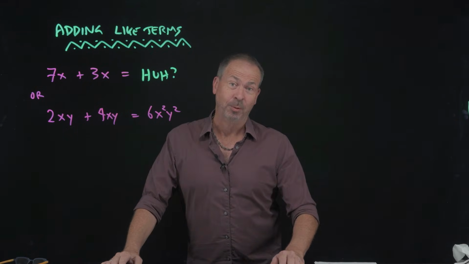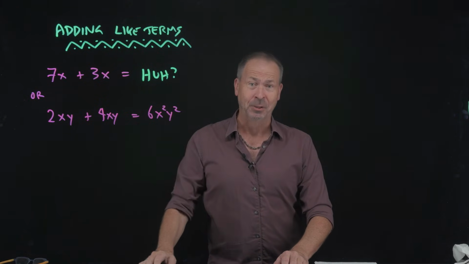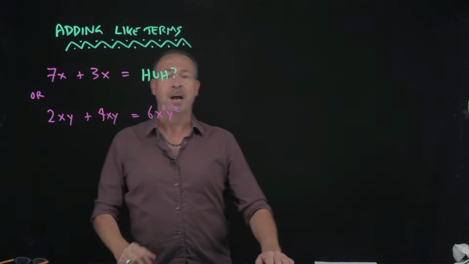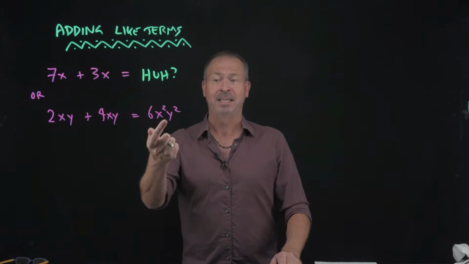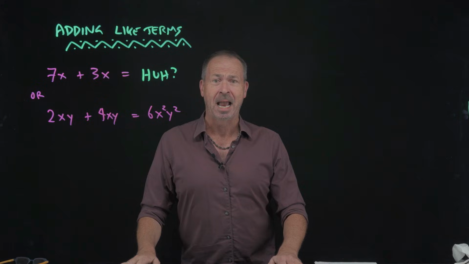Many students struggle with this. For example, they might see 7x and 3x added together and have no idea what to do. Or if they do kind of know what to do, something like 2xy plus 4xy, they might do something unexpected, write 6x squared y squared. So what's going on? How can we help students understand adding like terms?